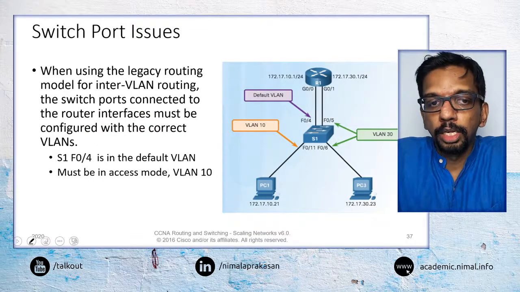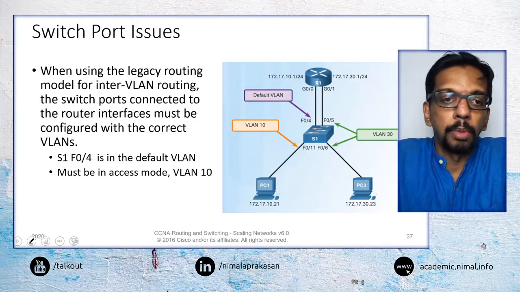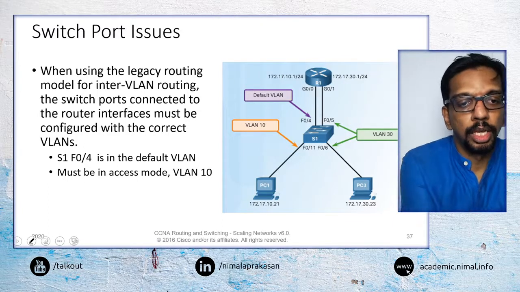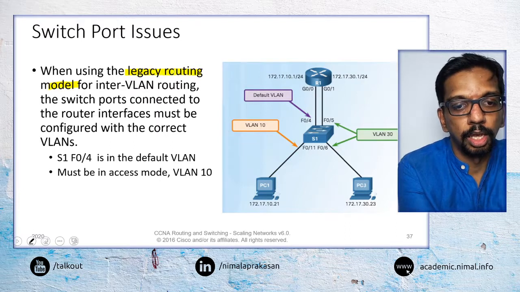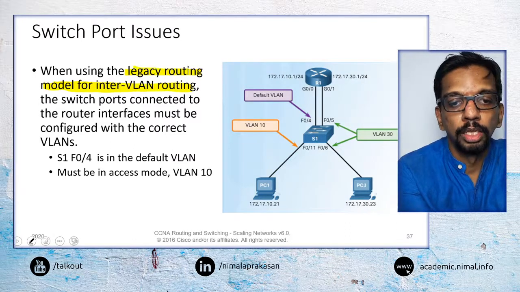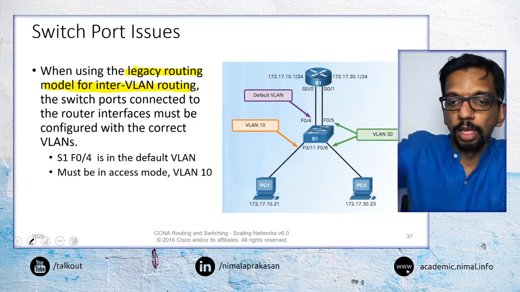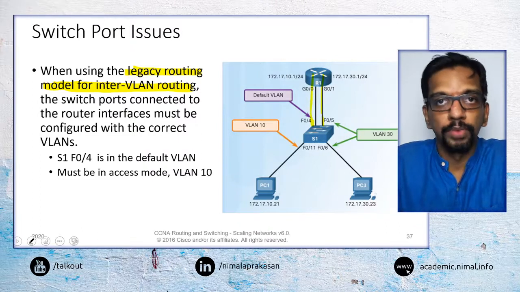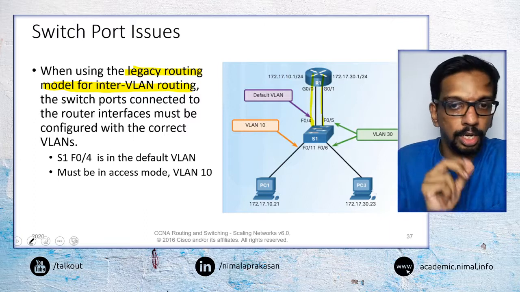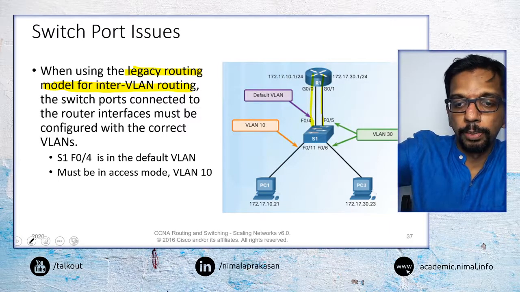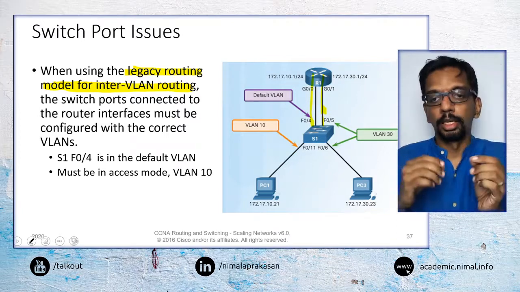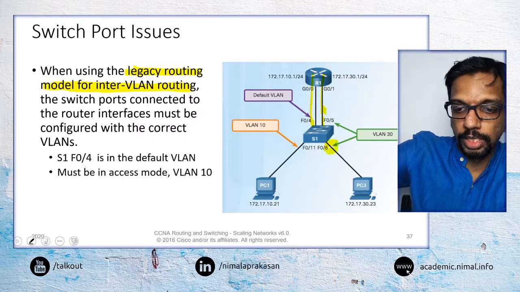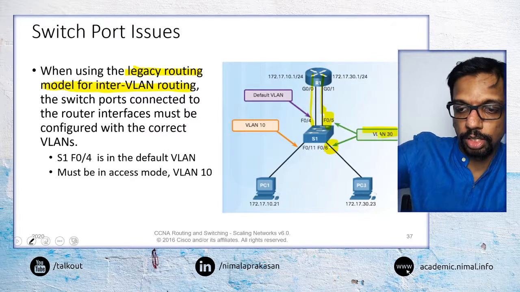Other concerns that we may encounter when we are using VLANs are about how we are configuring switch ports. Particularly if you are using the legacy routing model, something you may remember from inter-VLAN routing, where we would use separate connectivity to the router for each of the VLAN networks. In such a network, we have to configure both the connections to the router by the same VLAN. Say we have to configure this and this as the same VLAN for it to connect.